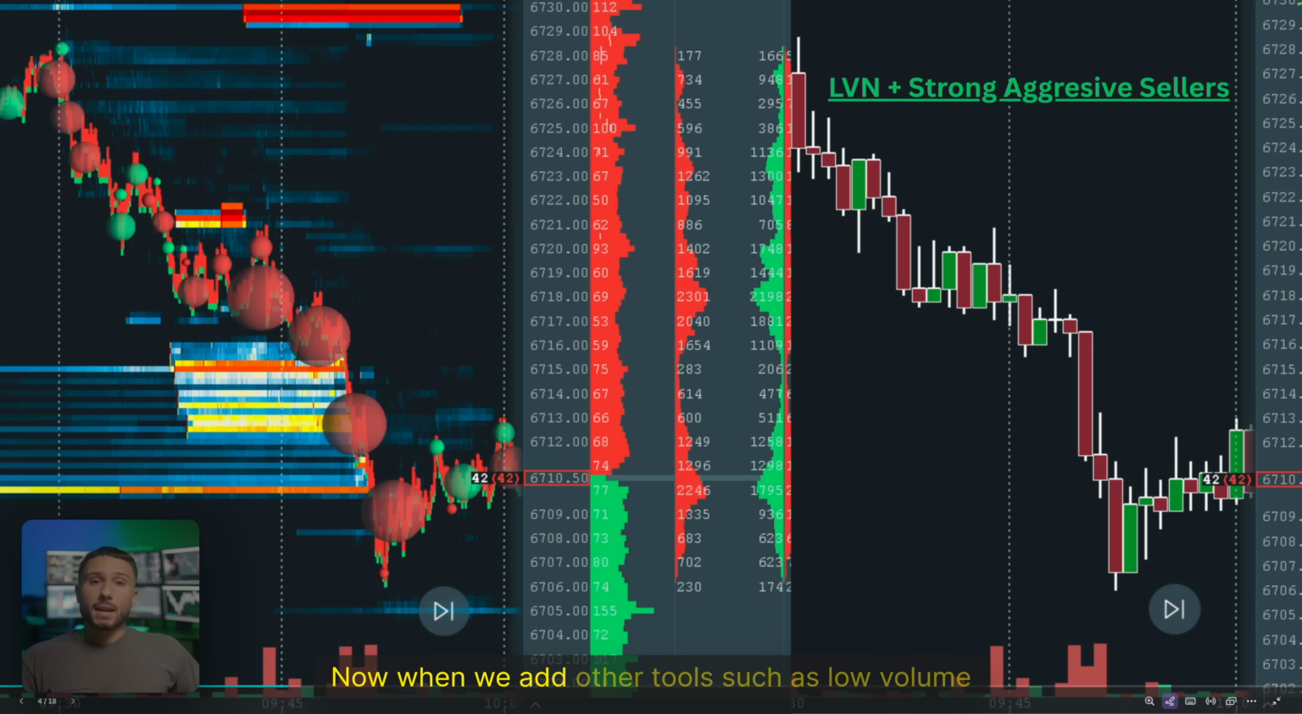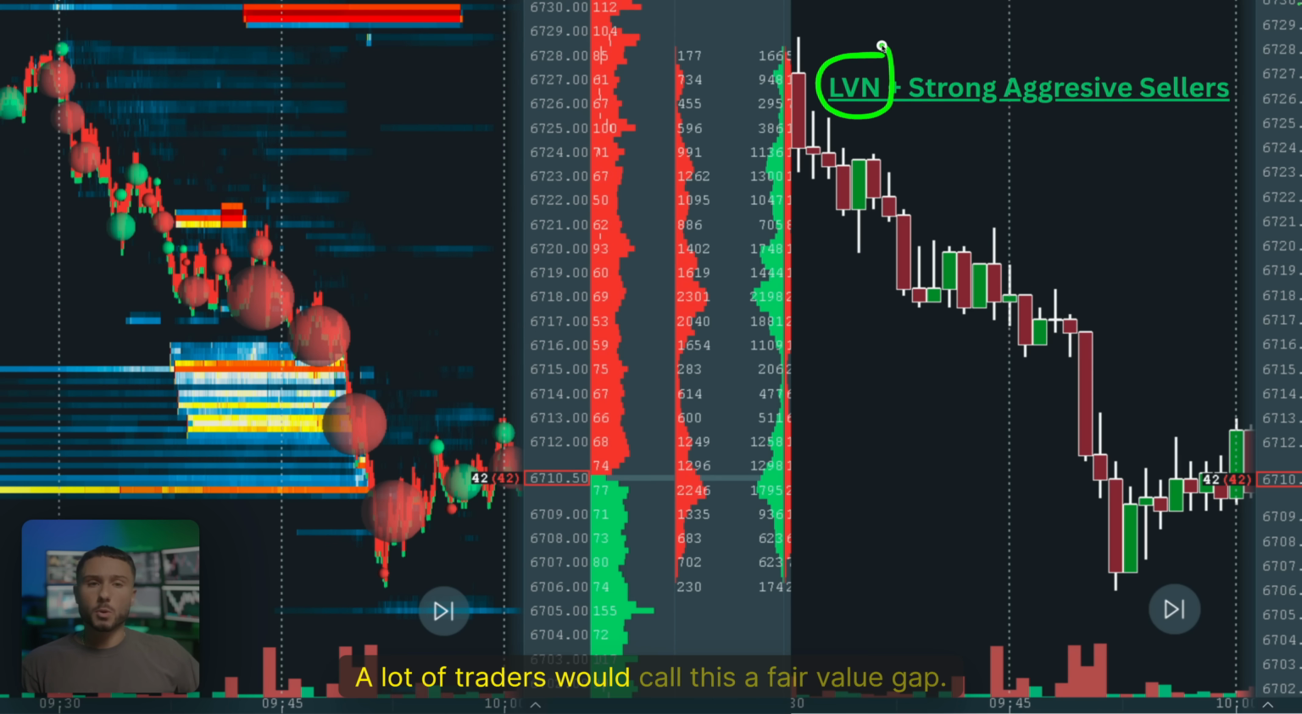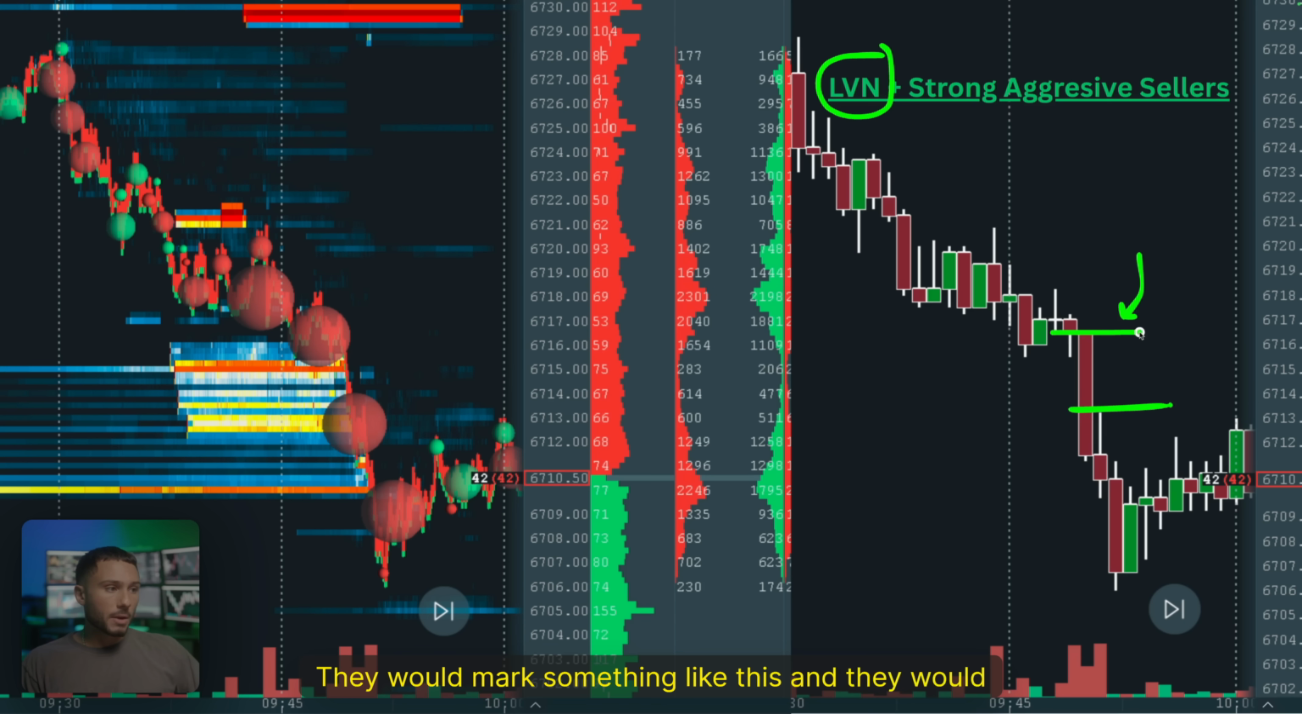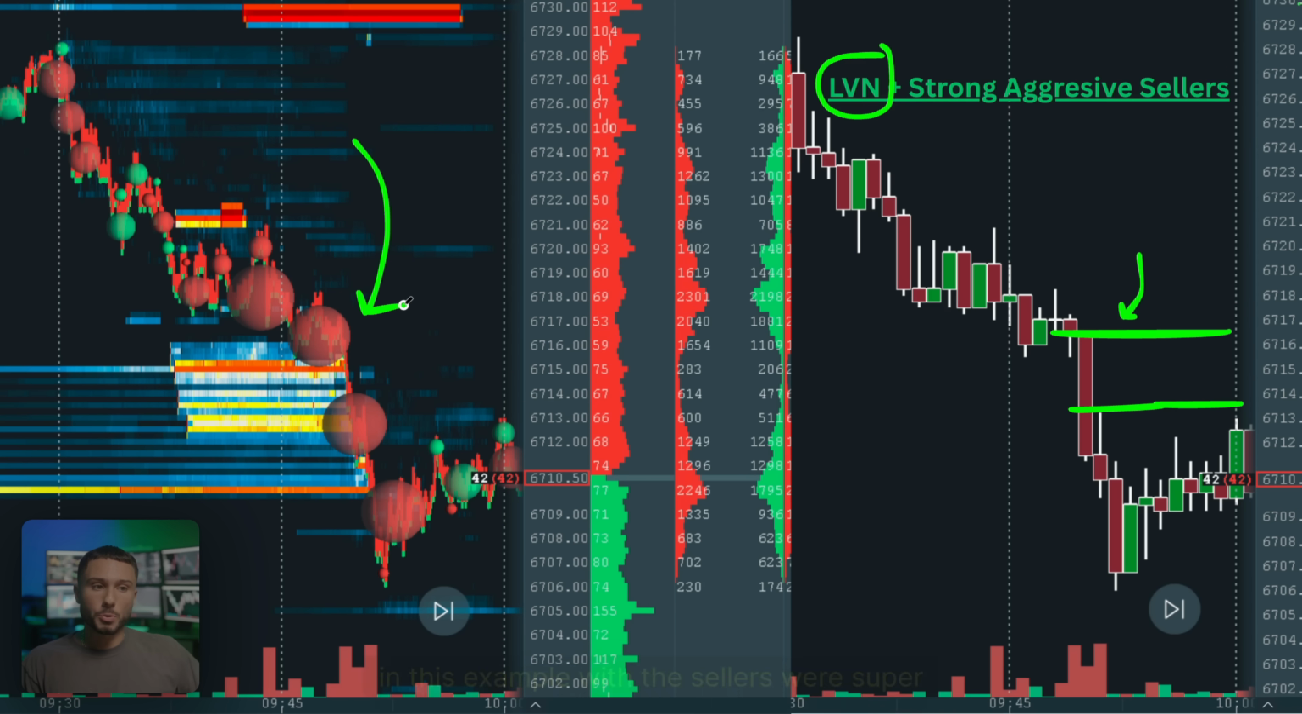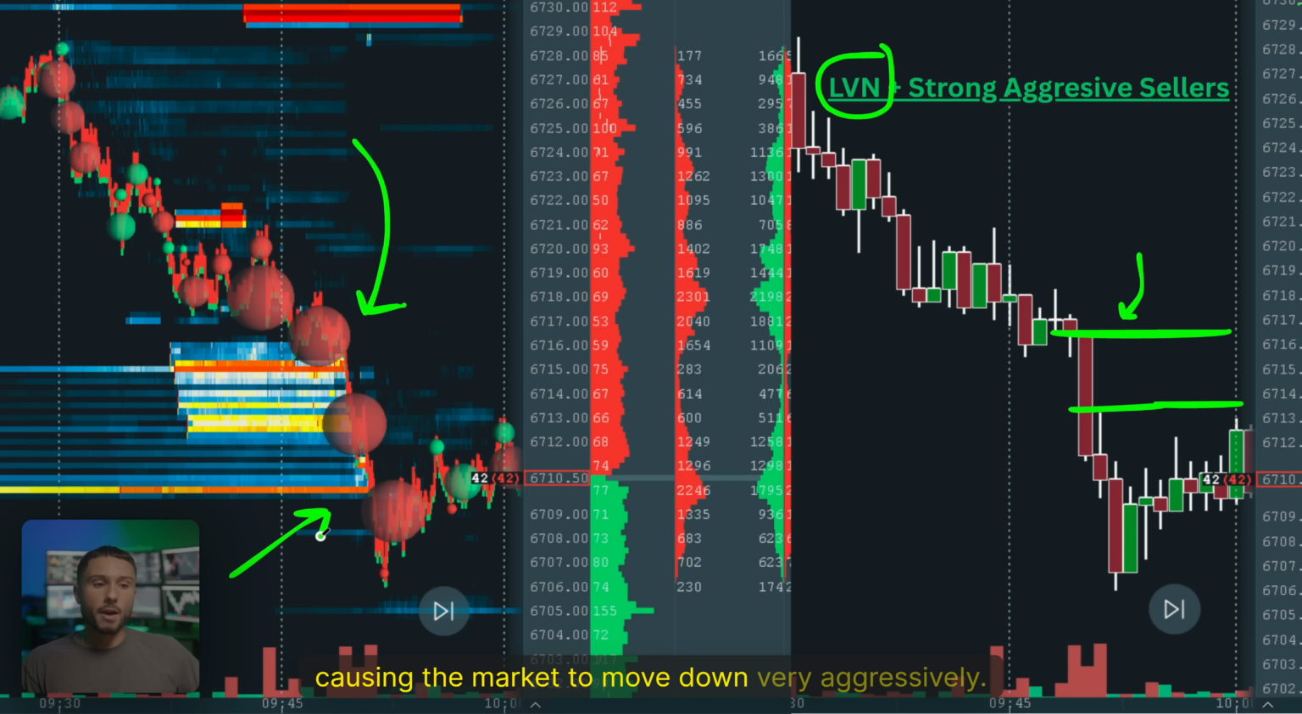Now, when we add other tools such as low volume nodes, right? A lot of traders would call this a fair value gap. They would see a very large sell-off like this red candle, they would mark something like this and they would probably call this a fair value gap. But the real reason why fair value gaps form is simply because the market had this equilibrium, or it was an imbalance of one side of the participants. In this example, the sellers were super strong, causing the market to move down very aggressively.